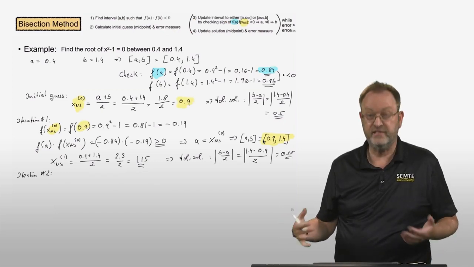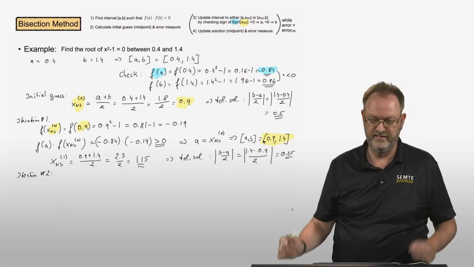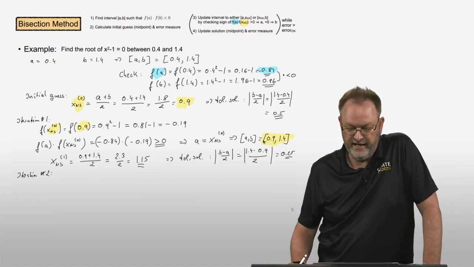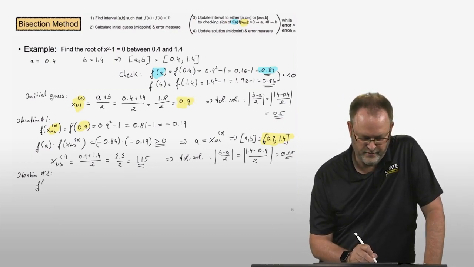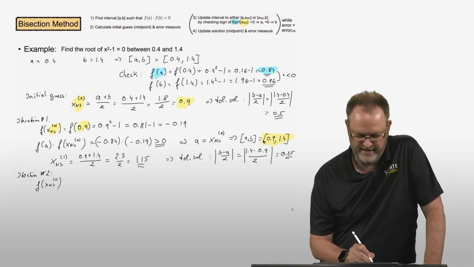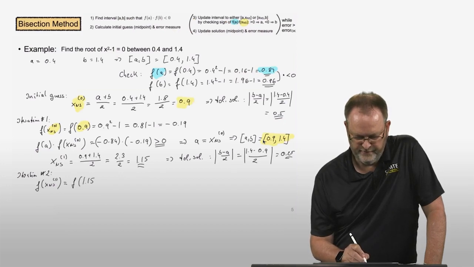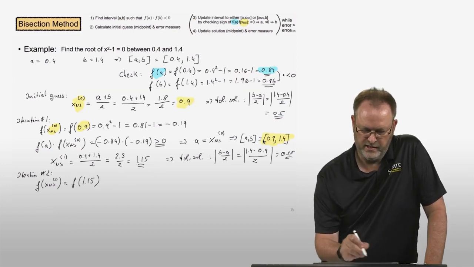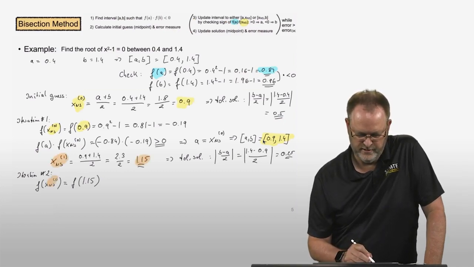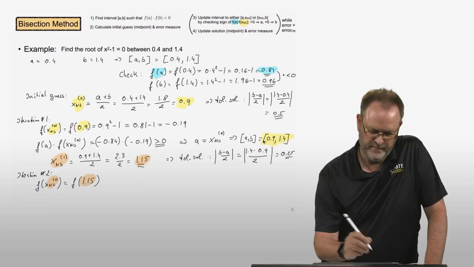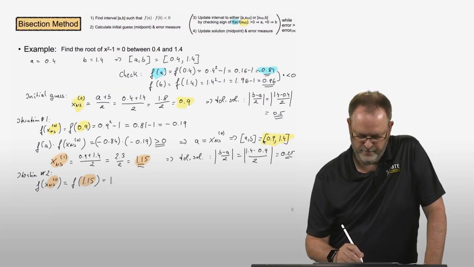So the process is now again to check whether there is a sign change from f of a to f of my numerical solution. So I have to calculate the function value at my current numerical solution, f of x numerical solution 1. That's f of 1.15. Let me mark this, see where that comes from. That's my numerical solution. I'm just going to plug this value in here. So that's equal to 1.15 squared minus 1.